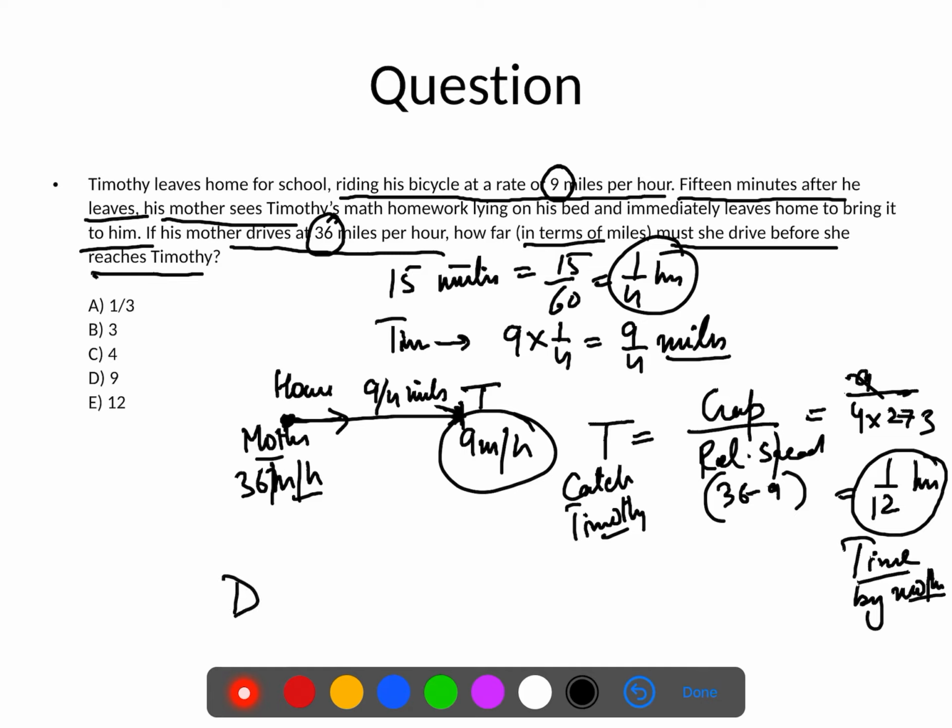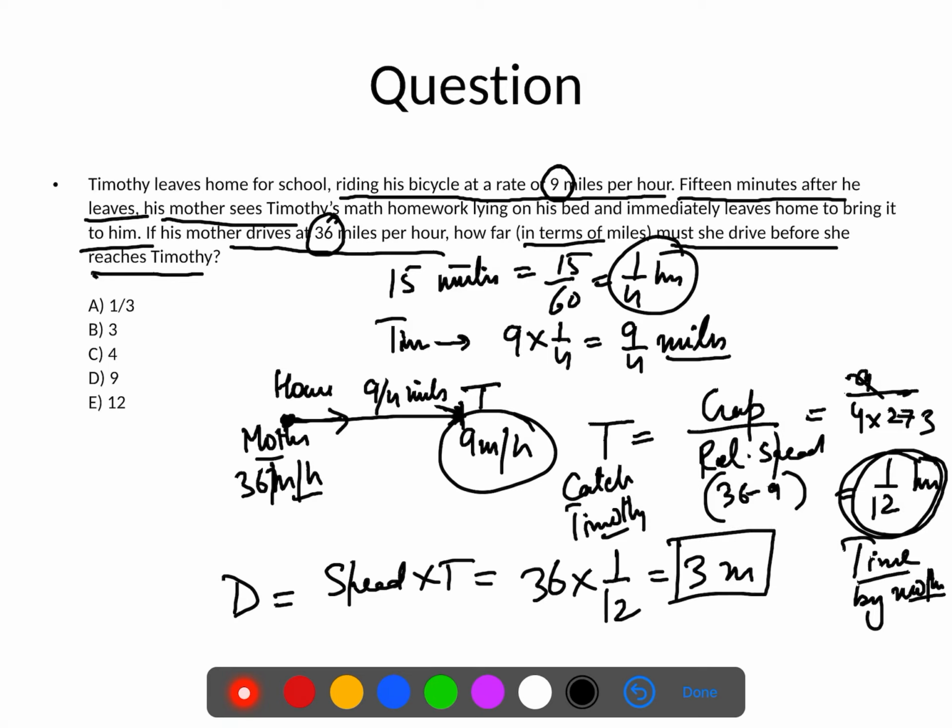So distance traveled by mother is speed into time. Speed is 36 miles per hour, time taken is 1/12, that is 3 miles. So she'll travel 3 miles before she catches Timothy. If you're confused at any point, just go back to the question and watch the whole thing again.